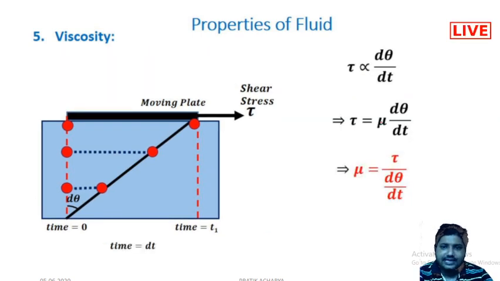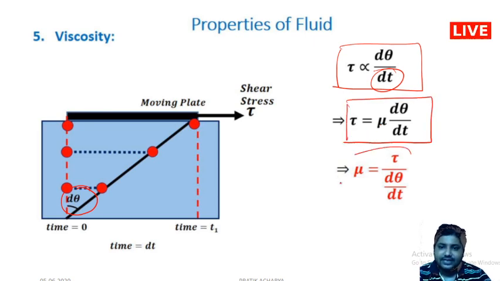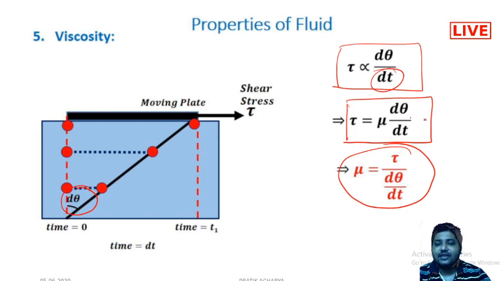Now Sir Isaac Newton has told that this angular deformation d theta is directly proportional to tau. Why are we writing dt? Because this d theta keeps on changing with respect to time. So tau is directly proportional to d theta by dt. If you remove the proportionality constant, tau will be equal to mu into d theta by dt. So mu is equal to tau divided by d theta by dt. Okay, and d theta by dt is called the rate of shear strain.